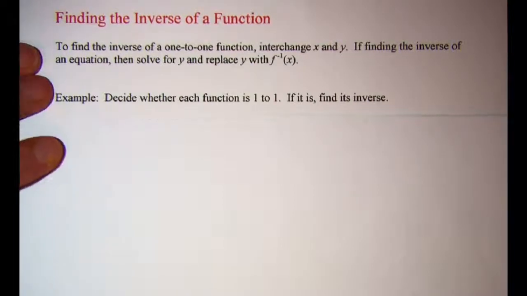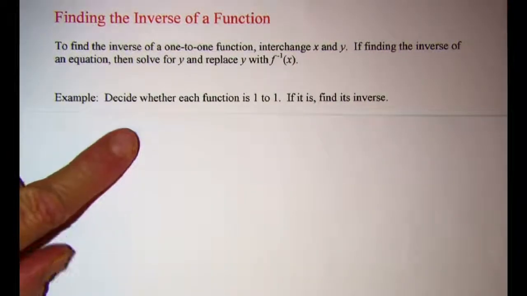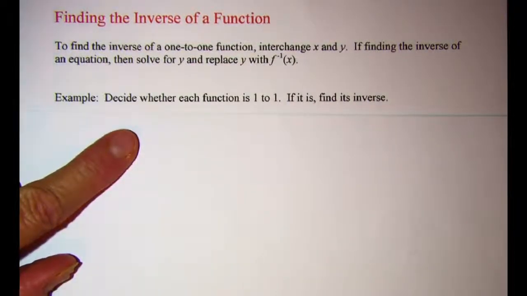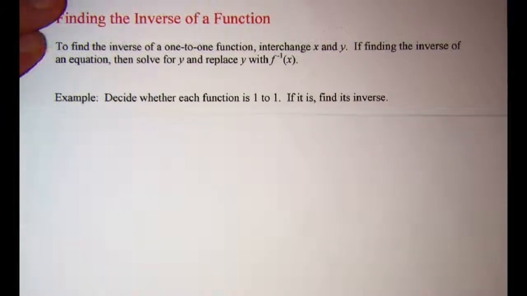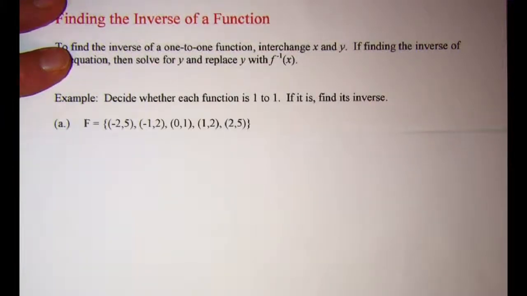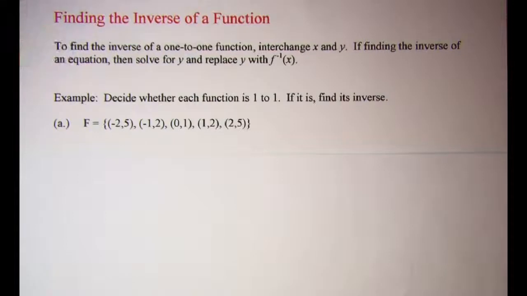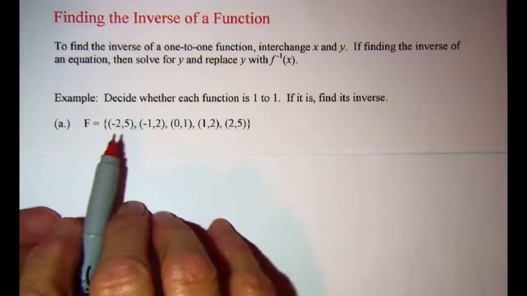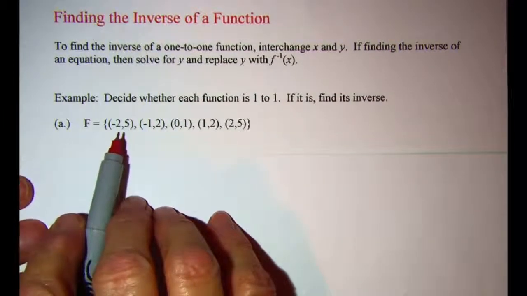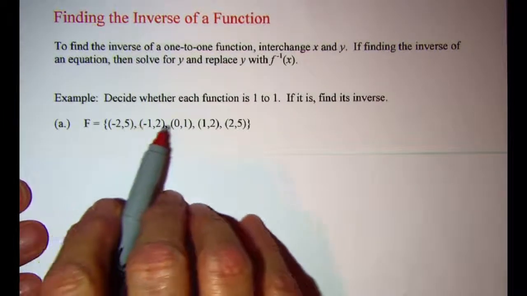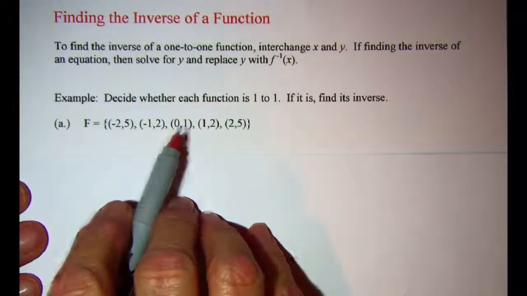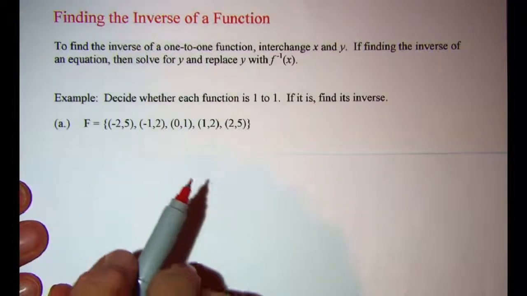In our example, we're going to decide whether each function is one-to-one, and then if it is, we're going to find the inverse. So our first function is shown as a set of ordered pairs, and basically what we're going to do is look to see if every x goes with exactly one y, and every y goes with exactly one x.